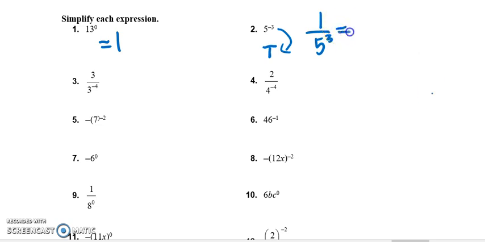5 cubed, because we moved it to the bottom, becomes positive. Do you notice? Not negative. It's not negative. 1 over, so 5 times 5 is 25, and 25 times 5 is 125, so 1 over 125 would be our answer. It is not negative. Cannot stress that enough.